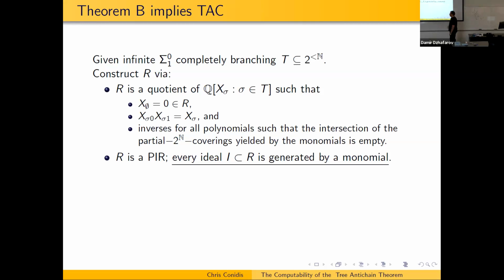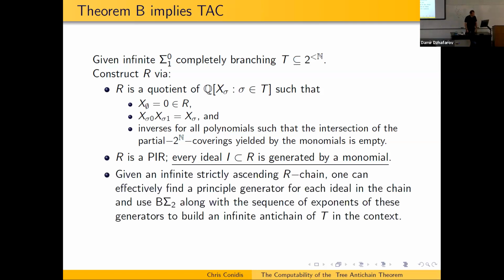What that gives you is a principal ideal ring. Every ideal is generated by some monomial element of it. So this gives you a nice ring. So sort of localizing this way, it gives you a ring with a nice structure that you can code things into.